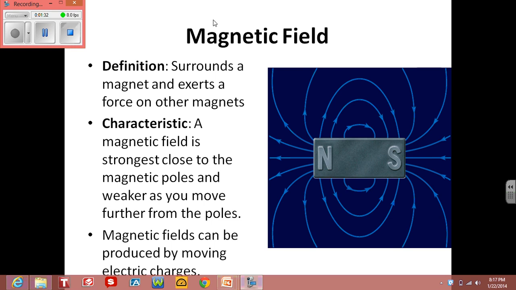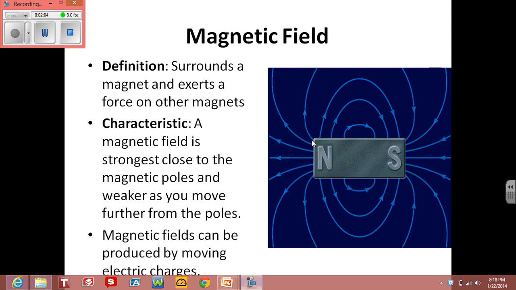A magnetic field surrounds a magnet and it exerts a force on other magnets. So whenever you're holding these magnets at a certain distance from each other and they stick together or they push away from each other, that's because of this magnetic field. A magnetic field is always strongest closest to a magnetic pole and weaker as you move further from the poles. A magnetic pole is the ends of a magnet. On a magnet, they will often be marked with an N and an S, which represents the North Pole and the South Pole.